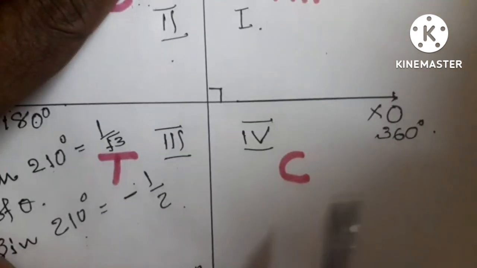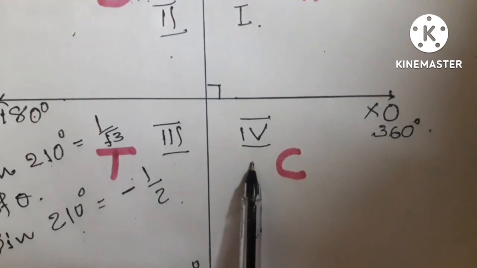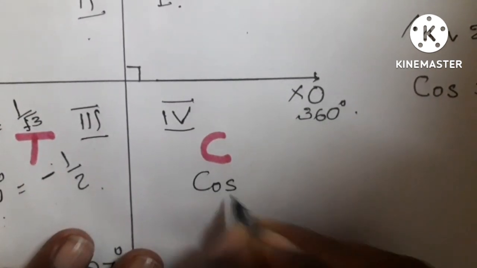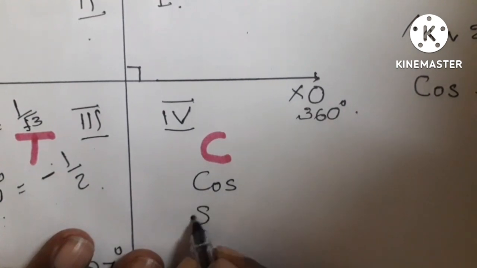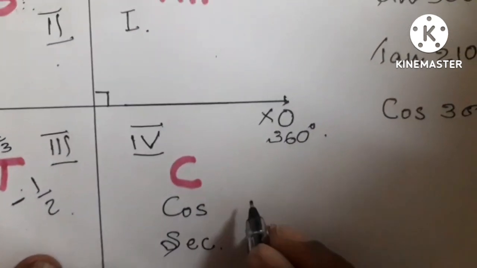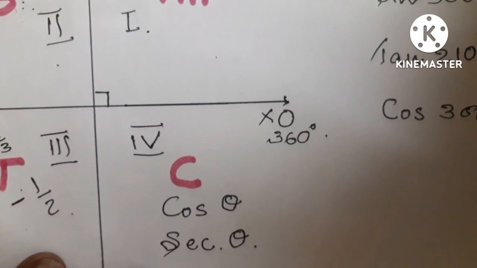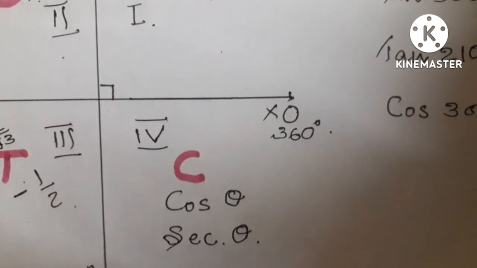Now comes the fourth quadrant. In this fourth quadrant, cos theta and its inverse, sec theta, are the only positive ones. Remaining values are negative in the fourth quadrant. Only cos theta and sec theta are positive. Remaining values are negative.